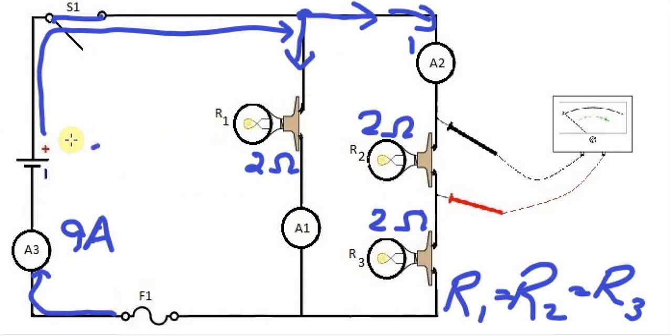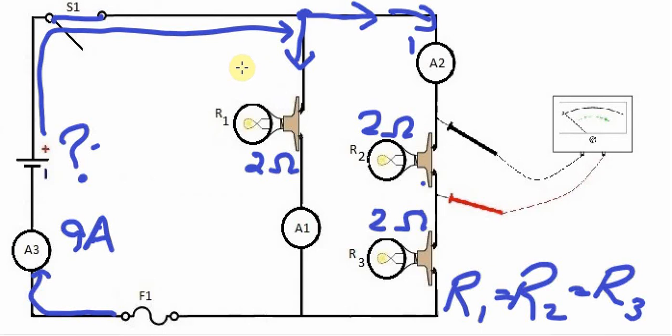Even though I don't know what this voltage is for my DC source, I do know that in total I have 9 amps. So what does that mean? Current travels through the path of least resistance. This branch here has twice as much resistance as this one.